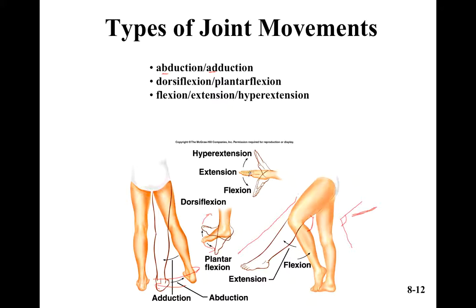Here's flexion. Flexion at the wrist is you're decreasing the angle between the bones, so it goes from 180 to about 100. And an extension would be going back to that neutral. Hyperextension is when you go past neutral, going past where you would be in anatomical position.